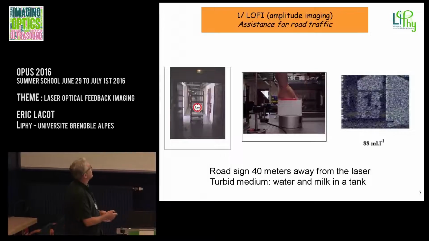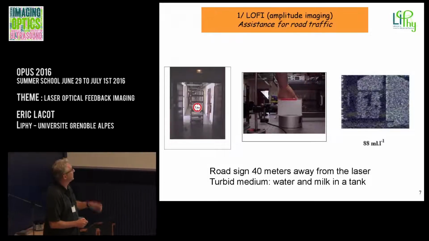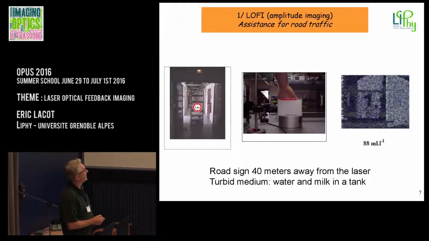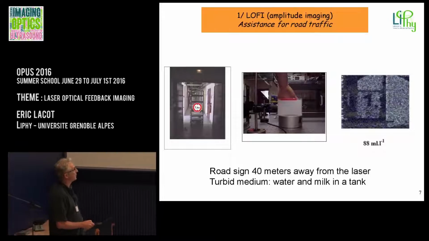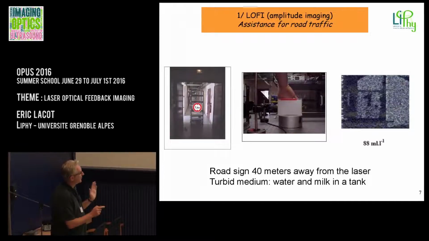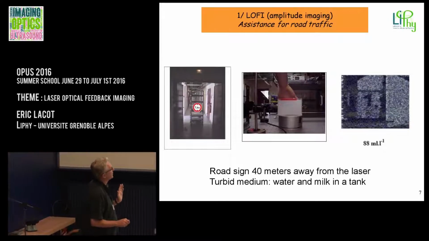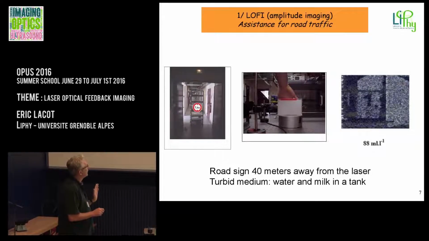The first application is assistance for road traffic. This is an example. In this experiment, we image a roadside located 40 meters away from the laser through a turbid media, which is composed of milk and water inside a glass tank. The glass tank is very small and is only located on the left side of the roadside. The scattering media is very dense. As you can see, it is impossible to see my hands through this media.